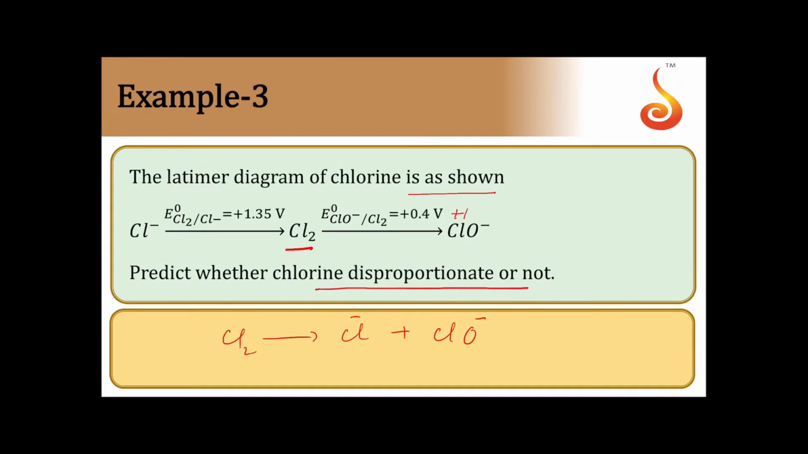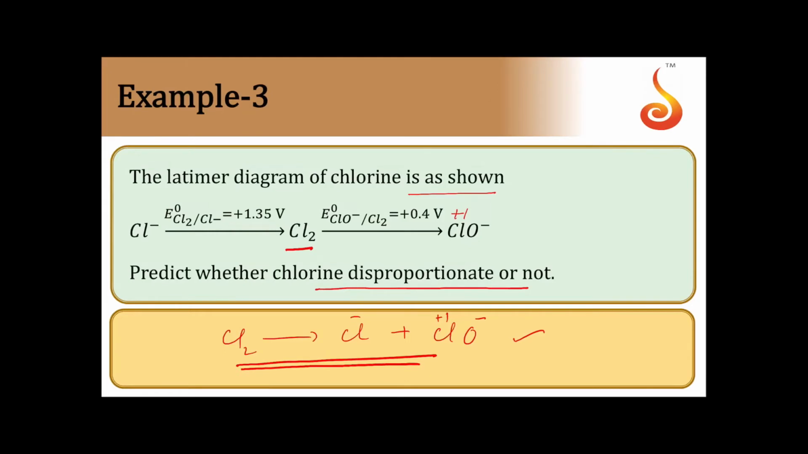If at all this reaction takes place, then we can say that chlorine disproportionates, because in the reaction chlorine becomes Cl minus, and chlorine also becomes Cl with +1 charge. This implies Cl is undergoing oxidation as well as reduction in this reaction. So if this reaction takes place, we can say the chlorine disproportionates.